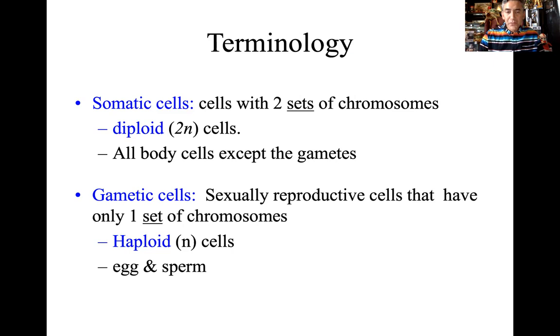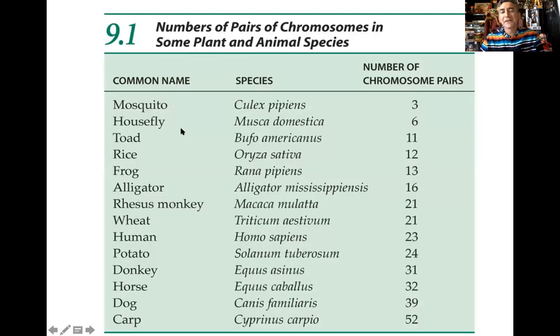Now the number of chromosomes, this number 2N, varies from organism to organism. For mosquitoes, 2N will equal 6. So there's the number of chromosome pairs: they get 3 from mom, 3 from dad. So mosquitoes have a total of 6 chromosomes. Flies have a total of 12. So N equals 6, N equals 3. Alligators, N equals 16, 2N equals 32.